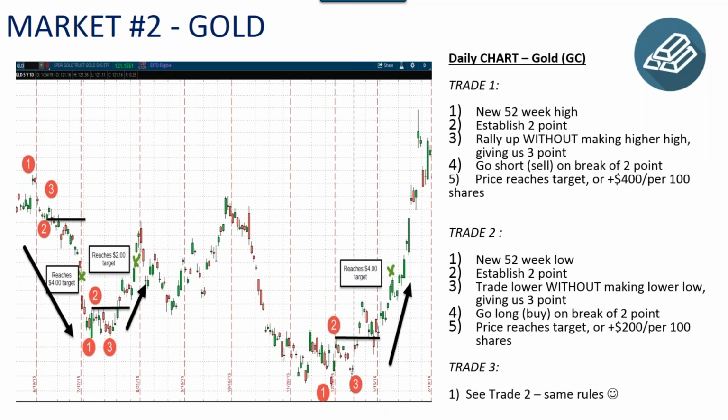Here's a chart on gold. This is actually GLD, the ETF that tracks gold futures. I like to look at the futures or commodity charts first. It's going to be a lot cleaner, a lot more fluid. You're not going to see all the gaps and whatnot. But if you want to start with the ETF, that's perfectly fine. You're going to see the same pattern.